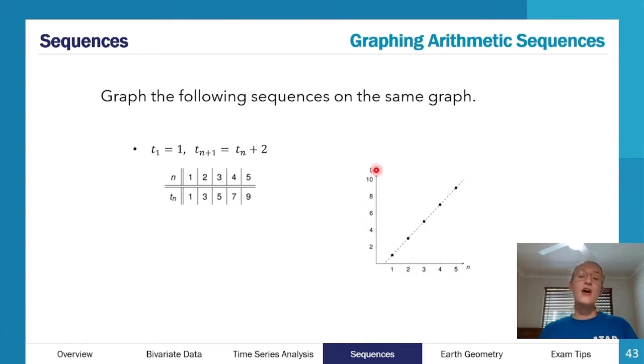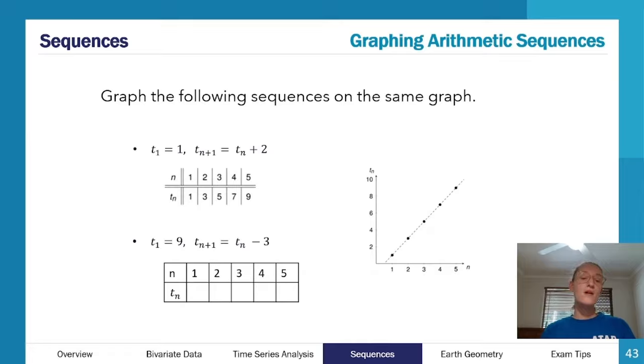So this is how we actually graph sequences. n is normally put along the x-axis and Tn is normally put along the y-axis, just because Tn depends on n. So that's why we graph it this way. When n is equal to 1, our term is 1. When n is equal to 2, our term is 3. When n is equal to 3, our term is 5. When n is equal to 4, our term is 7. When n is equal to 5, our term is 9. So you can see that we graph sequences just like any other set of numbers.